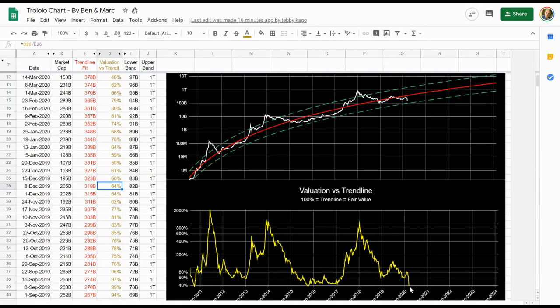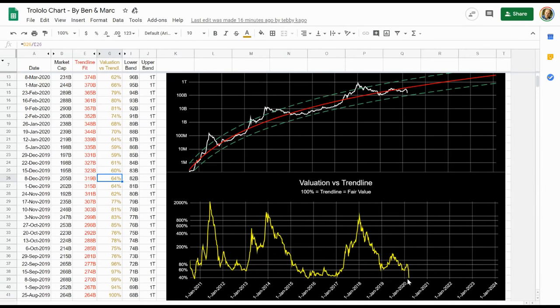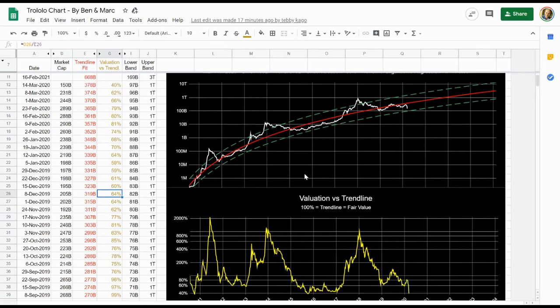Well, there are many other indicators why this is screaming buy. Not only does the Trololo chart show that there is clearly 60% undervaluation to fair value, that currently paying only 150 billion for crypto is cheap because we are at 380 billion. That's the fair value. So it's like 60% undervalued. That's very important.